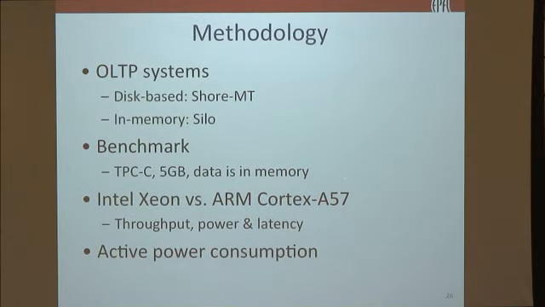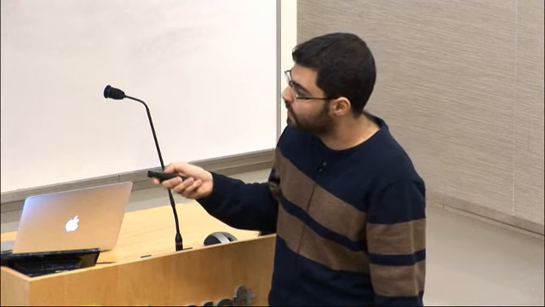Then we compare an Intel Xeon processor with an ARM Cortex-A57 core, a commercial implementation of ARM Cortex-A57. This is ARM's first server-grade processor announced. It was announced in 2013, I guess. Now they have advanced it to the A72, which is more high performance. But this is explicitly designed for high performance server workloads.